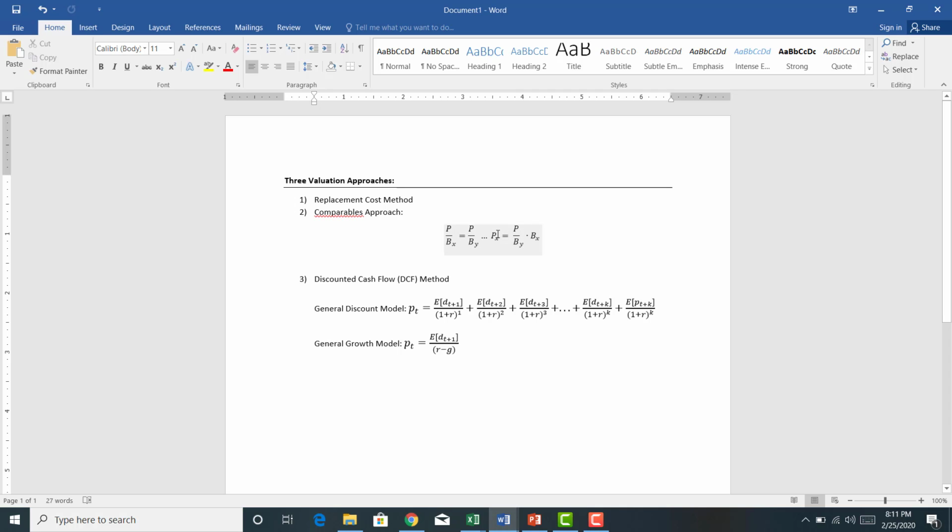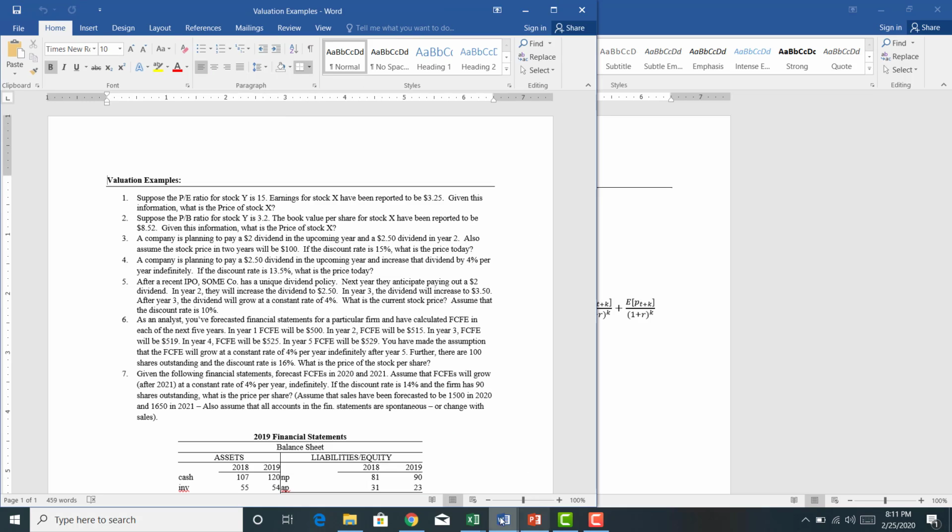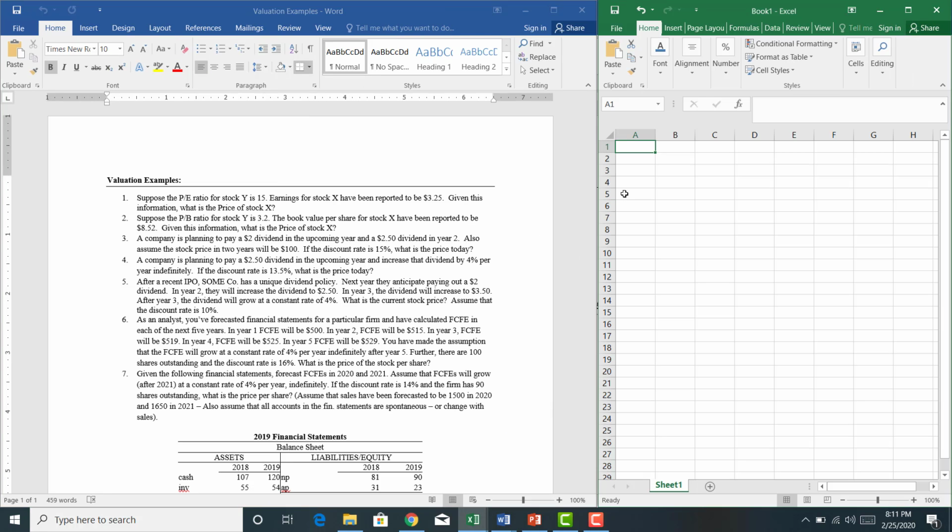To do so, recall that the price of stock X is going to be equal to the price to book ratio for stock Y. In this case, the ratio is going to be earnings, so it's the PE ratio for stock Y times the earnings of stock X. This becomes a pretty simple problem to solve. So problem 1 is equal to the PE ratio for stock Y, which is 15, multiplied by the earnings of stock X, which is $3.25 per share. That gives me an approximate, theoretical price of stock X at $48.75.